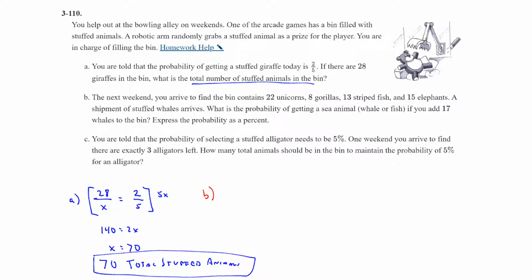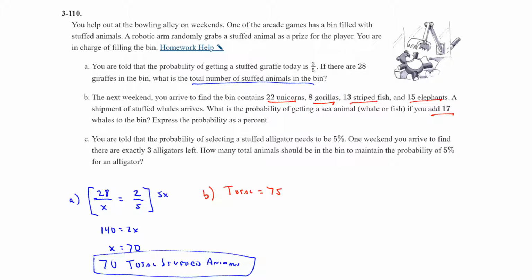So you can see lots going on here. So we need to reread that now to figure out what it is that we need. So we have 22, 8, 13, and 15 animals in, and they got a shipment of whales. What is the probability of getting a sea animal if you add 17 whales to the bin? So we have 22, 8, 13, 15, and we're going to add 17. So that would be the total that you have. So let's figure out what the total is. So add those numbers up, and what do we get? So 75 would be the total.